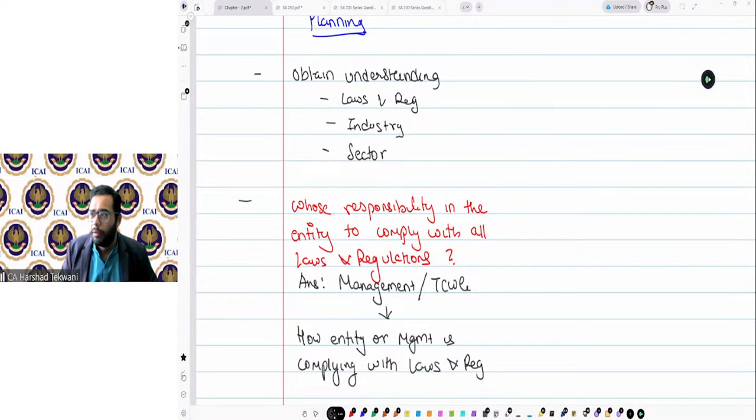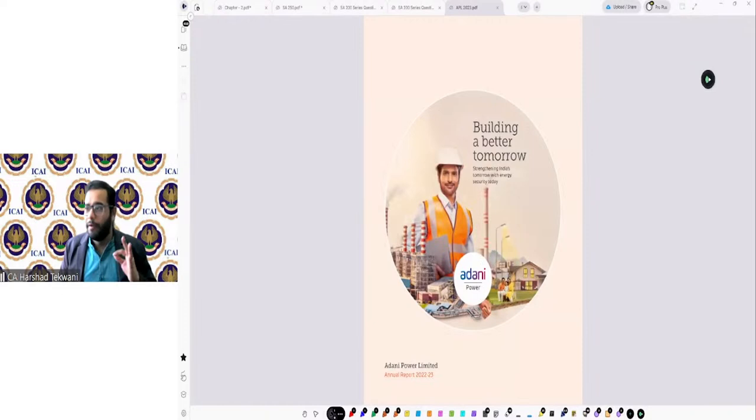Let me show you something in the annual report. First of all, I'm not promoting any company. Disclaimer: I'm not in favor of promoting a company, nor have I opened this purposefully. This is an example, a public document available online. I have taken the document from there. Do not focus on the company name.